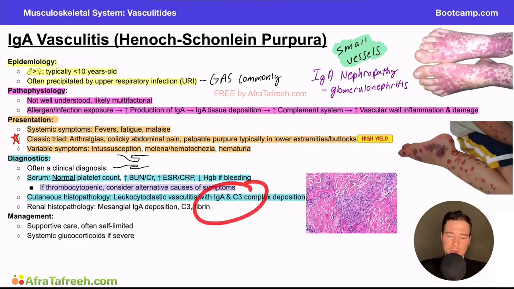Well, they deposit in the kidney. Well, we see them on the biopsy, right? We see the complement activation. We see the C3 component of the complement cascade. We see the IgA. And so this is a nice point where our pathophysiology directly relates to our diagnostic steps.